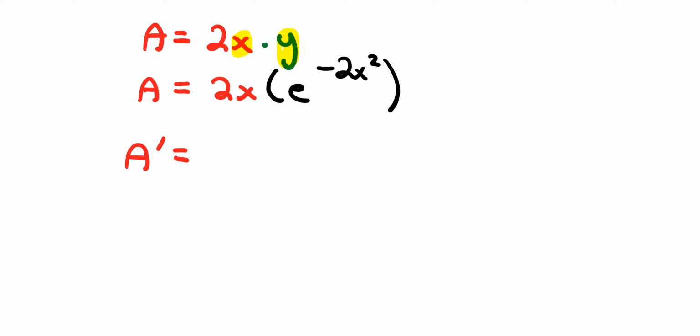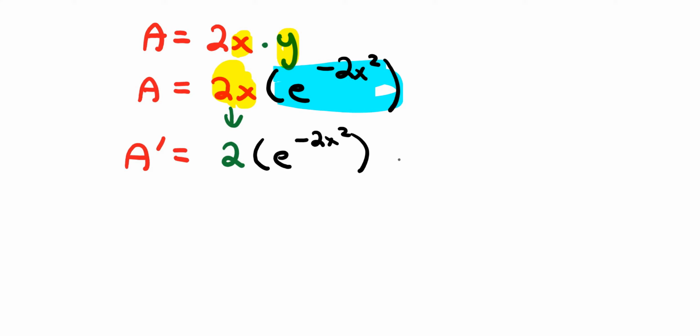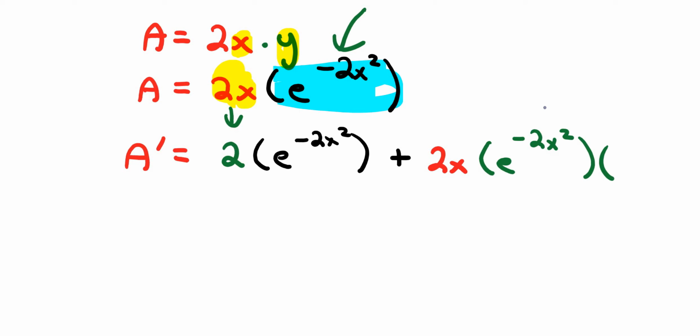So A prime, we have to use the product rule here. All right, so it's going to be 2x times e to the power of negative 2x squared. So the derivative of 2x is going to be 2. So 2 times e to the negative 2x squared, close the bracket, plus, and then I have a 2x here. And then what's the derivative of e to the power of negative 2x squared? Well, that's going to be e to the power of negative 2x squared, and then we multiply by, using the chain rule, the derivative of that power there. And the derivative of negative 2x squared is negative 4x.